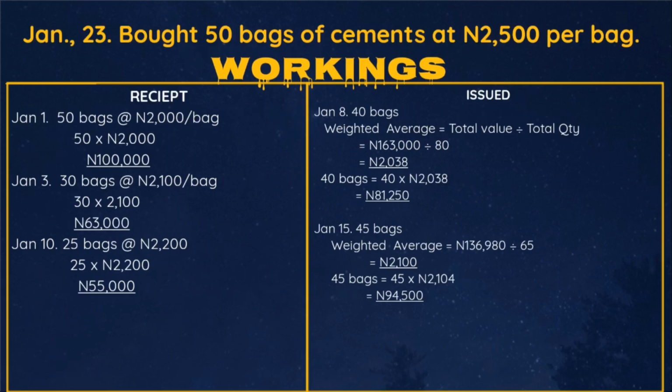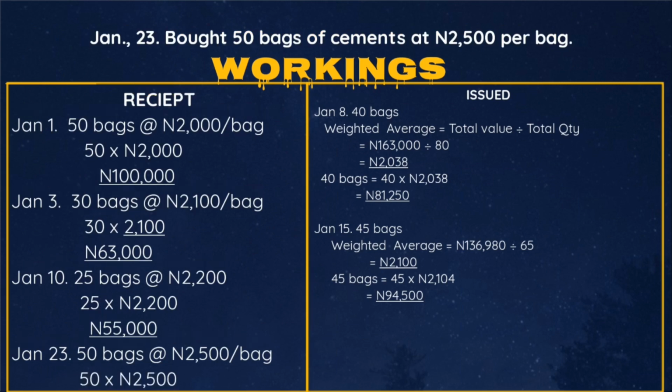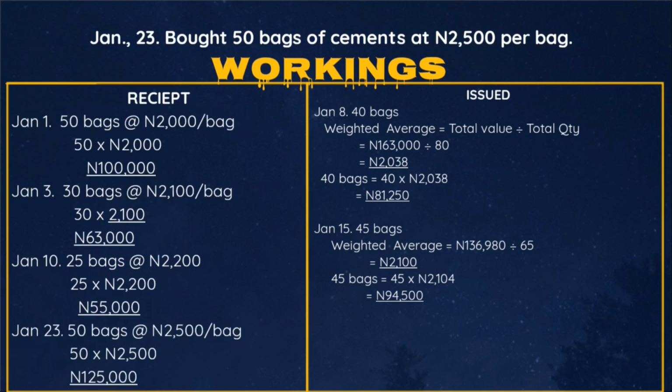Now let's go back to our workings. January 23, 50 bags of cement at 2,500 per bag. That will be 50 times 2,500. If we multiply 50 times 2,500, that is going to give us 125,000 naira.